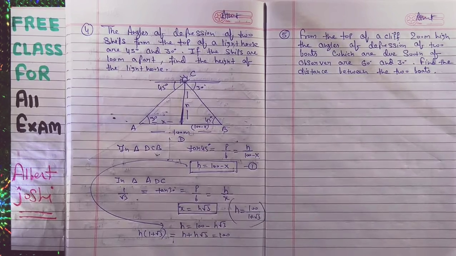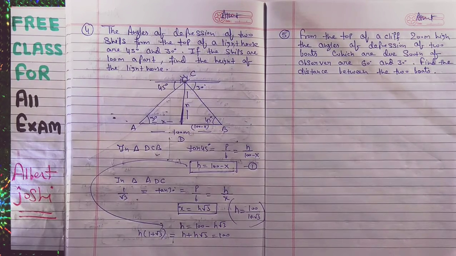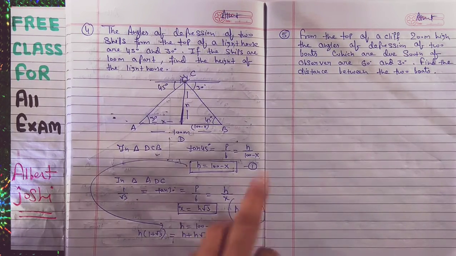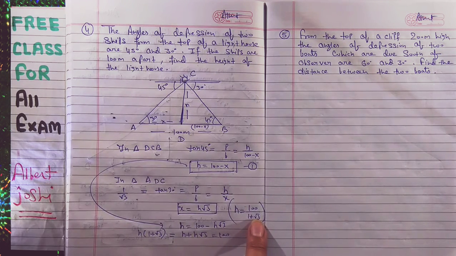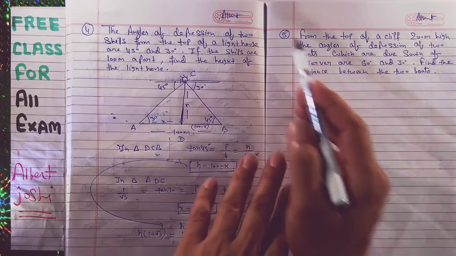This is your answer. Very simple. And what is this? You can rationalize, then you can get the result. Or root 3 is equal to 1.732, 1 plus 1, 2.732. Now you can divide it. Very simple. Now question number 5.